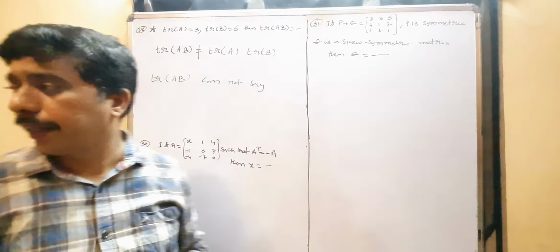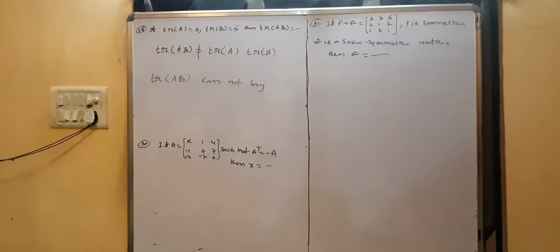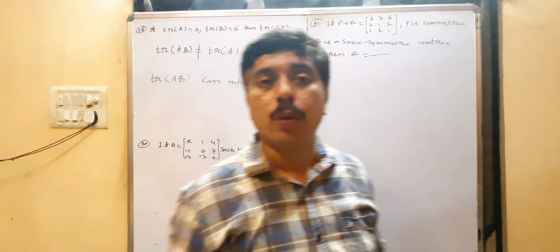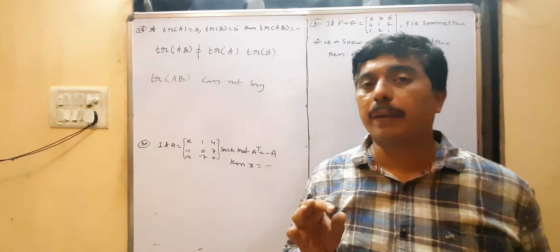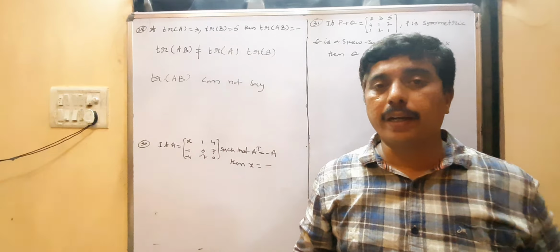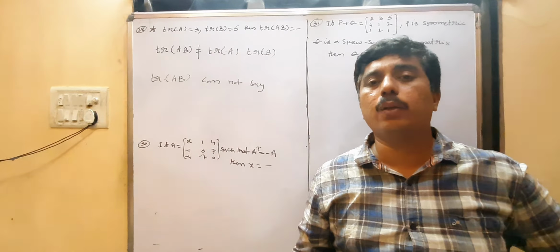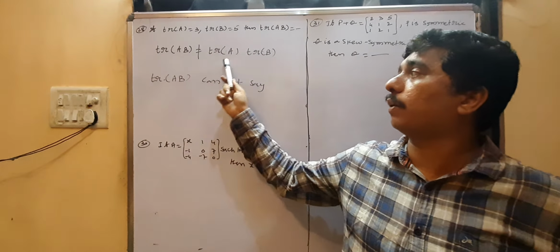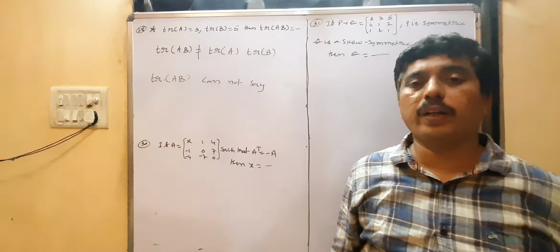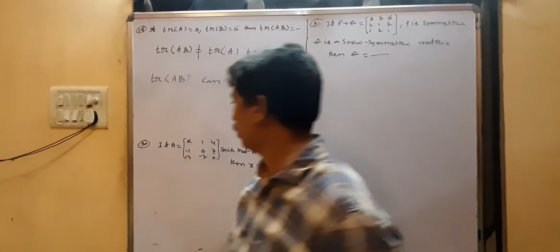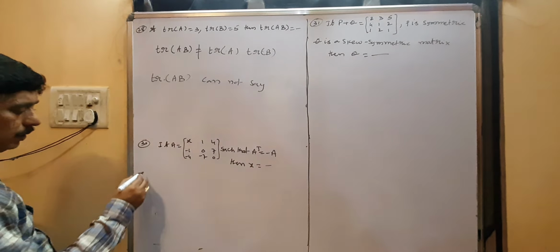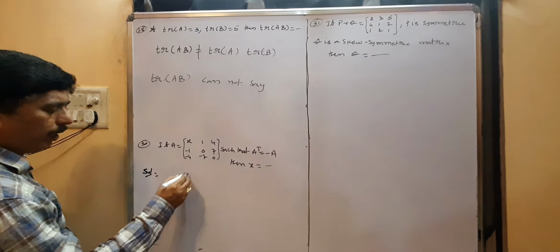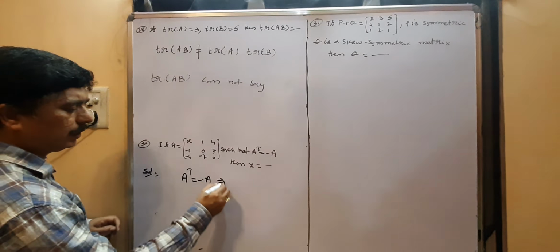For addition and subtraction, you are adding the corresponding elements and subtracting the corresponding elements. But for multiplication, whenever you are doing the multiplication, you are multiplying row into column. So trace of AB is not equal to trace of A into trace of B, then trace of AB we cannot say.